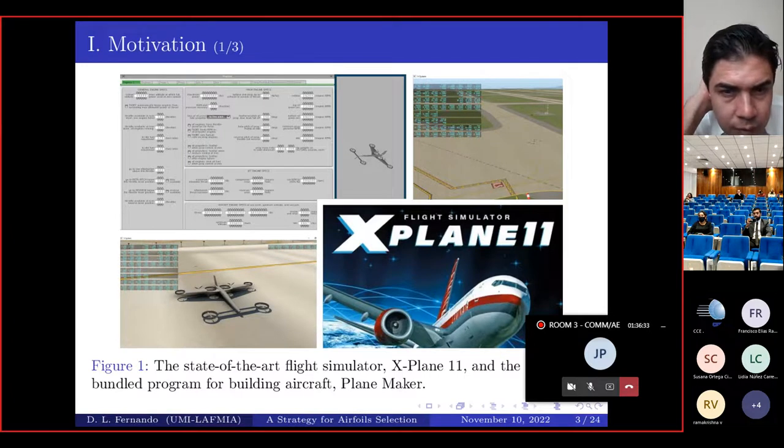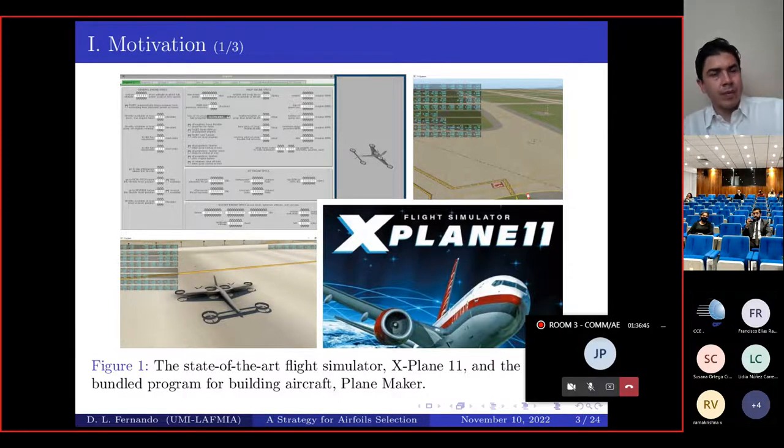While I was working on my thesis for my master's degree, I was required to use a powerful aircraft simulator. I used the state-of-the-art flight simulator X-Plane 11, which allows you to introduce almost any kind of aircraft you can imagine, built in another program bundled with this simulator, called Plane Maker. In this program, you can build any kind of aircraft. You start by building its fuselage and then its lifting elements, such as the wings, that are very important. For building the wings, we have to provide the airfoils that generate them.